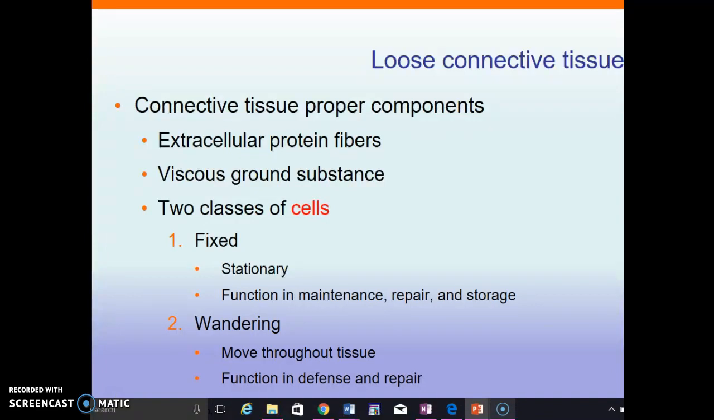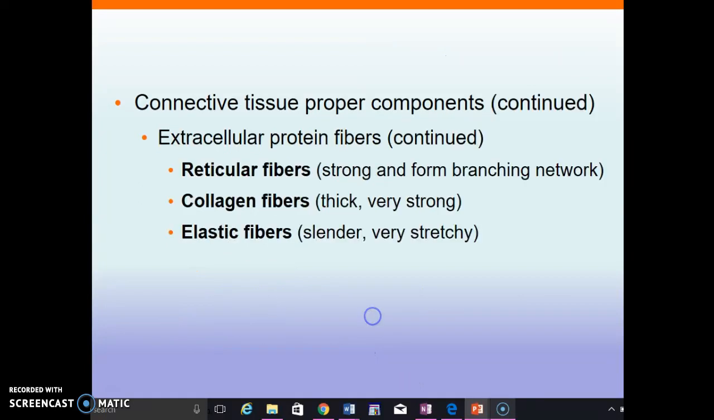Loose connective tissue consists of cells surrounded by a lot of protein fibers, as well as viscous, which means thick, ground substance. There are 2 classes of cells, fixed and wandering. We'll see each different type of fixed and wandering cells. Fixed cells are stationary, and their function is to repair, maintain, and store energy. A wandering cell moves around throughout the tissue for repair as well as immunity, that is defense.